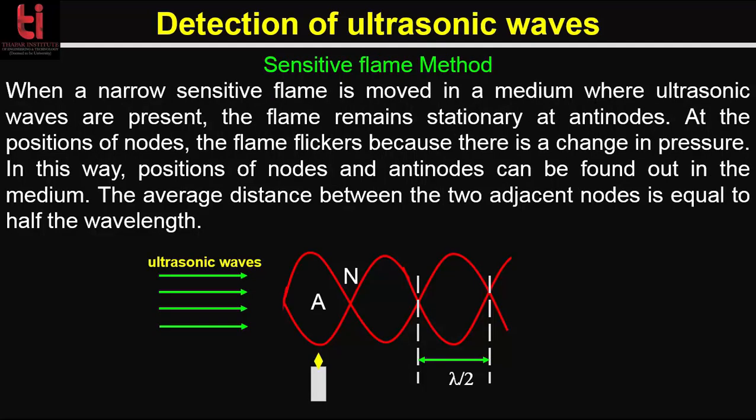Also, we can detect the ultrasonic waves using the sensitive flame method. When a narrow sensitive flame is moved in a medium where ultrasonic waves are present, the flame remains stationary at antinodes. At the positions of nodes, the flame flickers because there is a change in pressure. In this way, the positions of nodes and antinodes can be found in the medium. The average distance between two adjacent nodes is equal to half of the wavelength.